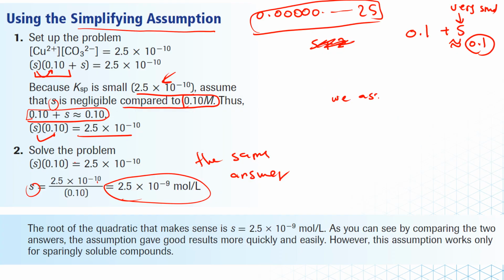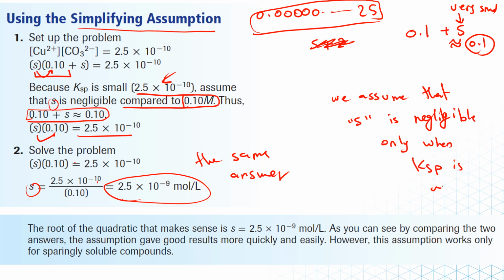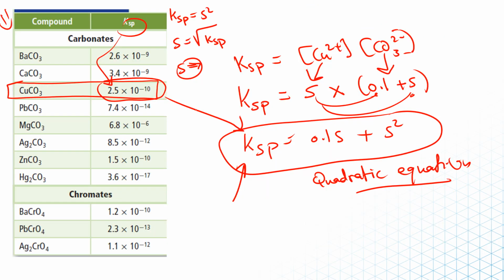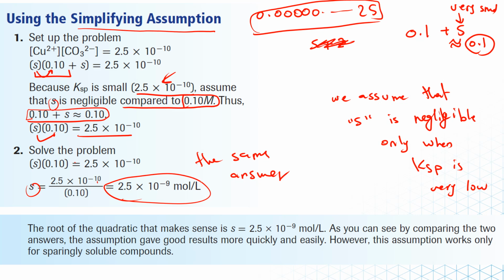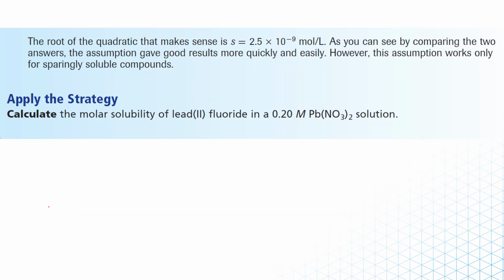We assume that S is negligible only when KSP is very low, for example to the power of minus 10, minus 9, minus 17, minus 13, minus 12, minus 14, and so on. This gives you an approximate answer. You can read the explanation here. And yeah, that's the end of that example.